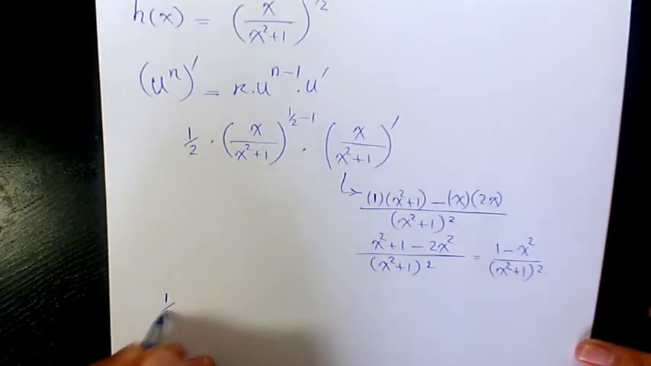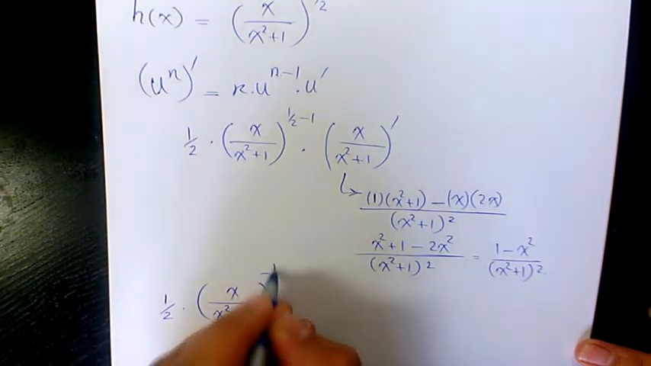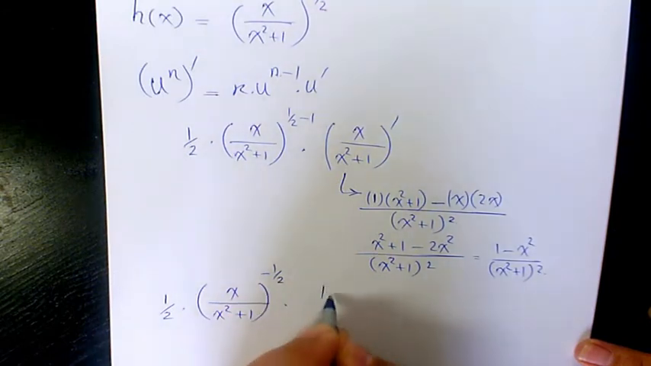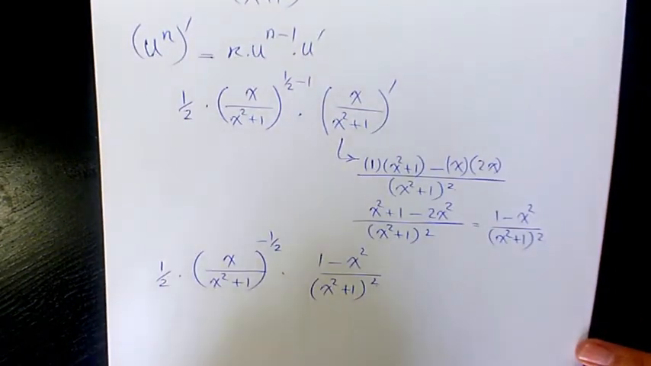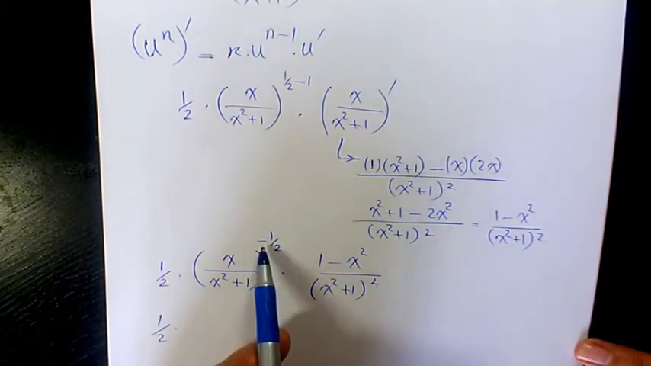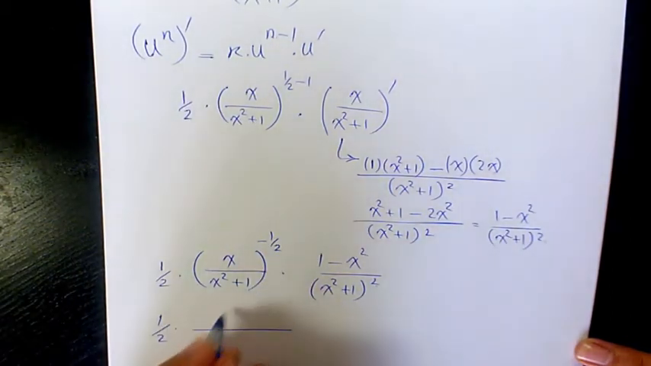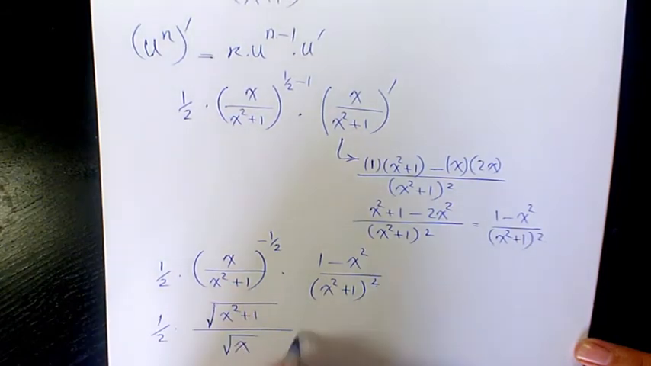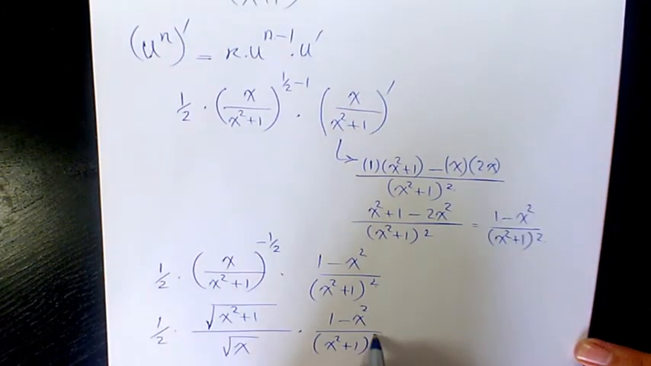We have 1 over 2 times x over x squared plus 1 to the power of negative 1 over 2, times 1 minus x squared divided by x squared plus 1 to the power of 2. Now here we have the exponent negative. We can make it positive. We just flip the numerator and denominator. It's going to be the square root of x squared plus 1 divided by the square root of x, times 1 minus x squared divided by x squared plus 1 to the power of 2.